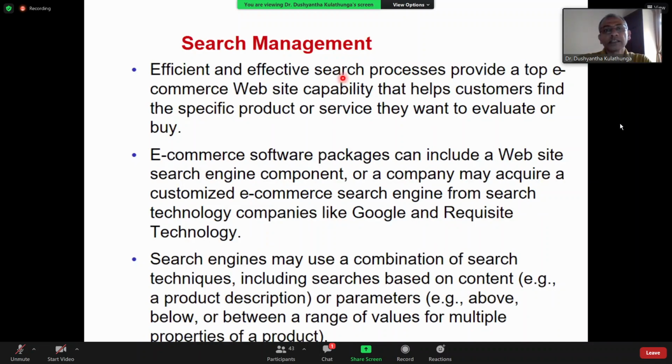So how can we get this search facility into our e-commerce site? The second point elaborates on that one. E-commerce software packages can include a website search engine component.